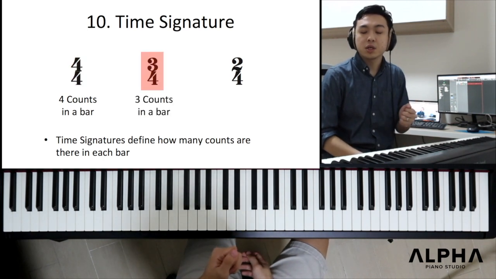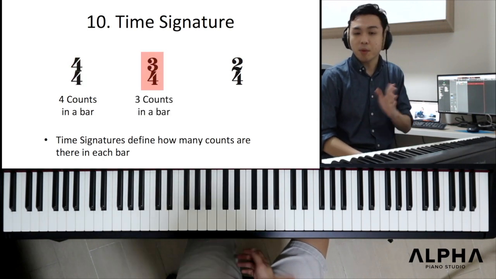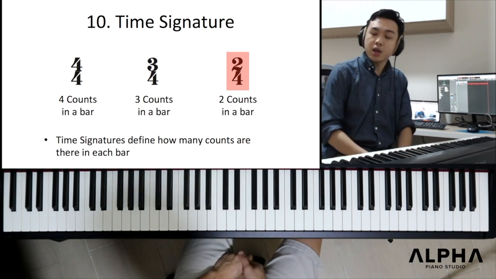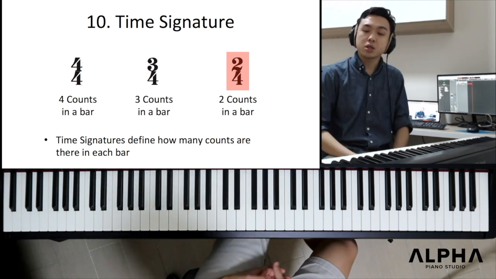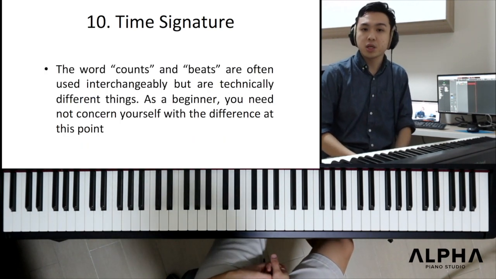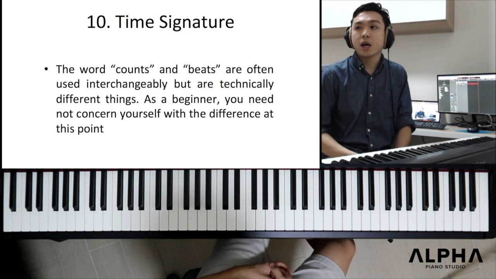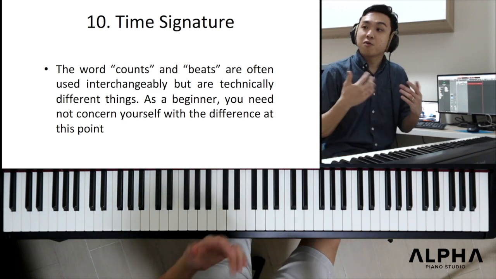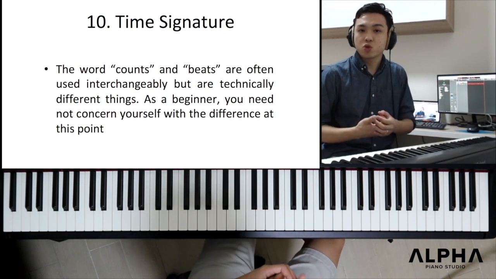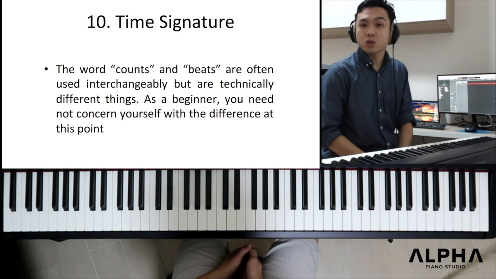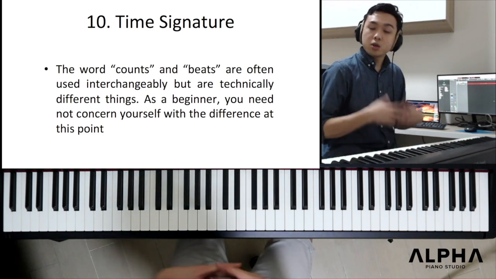And 3-4 just means there are 3 counts every bar. And 2-4 means there are 2 counts every bar. You might notice that I use the words counts and beats interchangeably. They are not the same thing, technically speaking, but for now, to simplify things, we will take them as the same thing. Now we've come to the last part of our lesson today, and we're going to play a song.